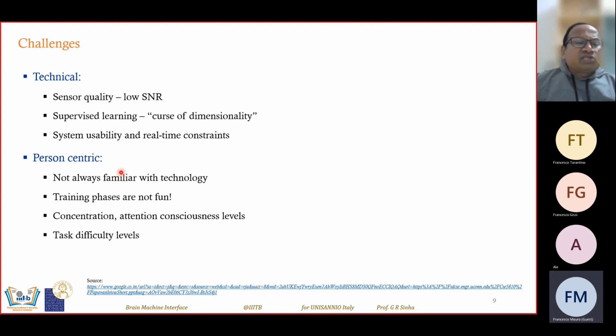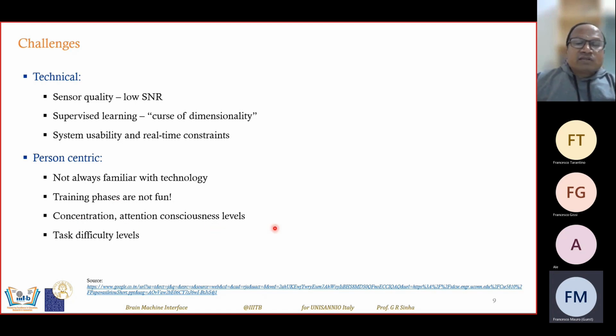The challenges which are related to the persons: mostly they are not familiar with the technologies. So they have apprehension, they hesitate in being part of the system. Training phases are not very fun. You have to bring the subjects, train on a huge amount of channels and features. So that's not fun.